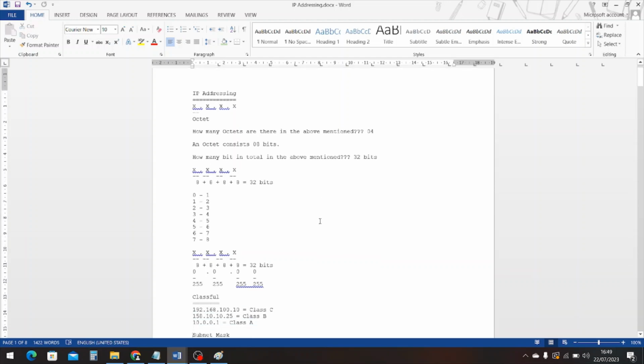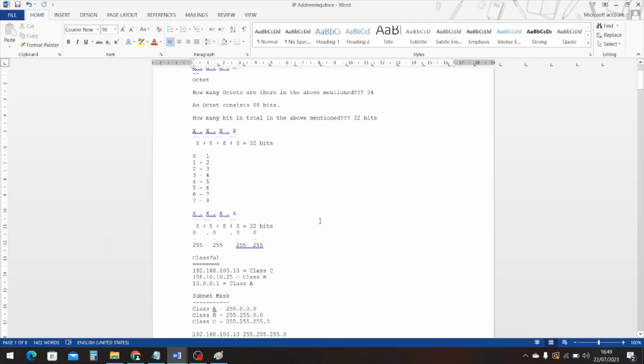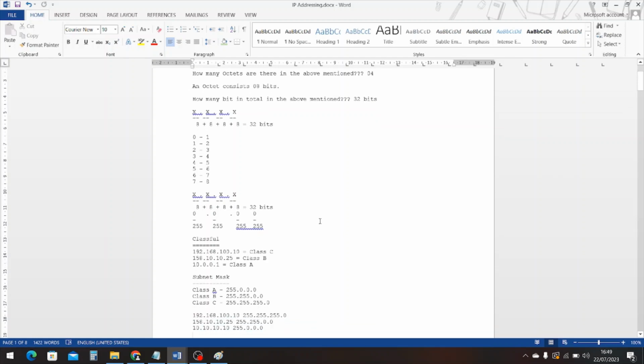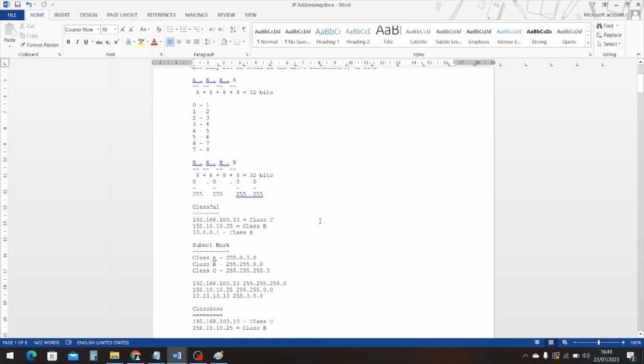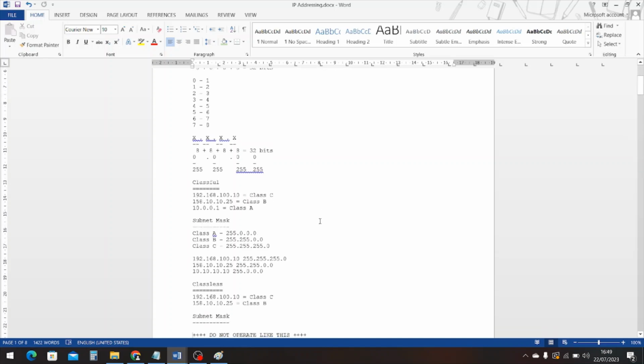So classful is direct. It's not that much of a difficulty. You need to memorize the particular class ranges, and if an IP address falls under a particular range, there's a clear class associated with it. That's not rocket science. But classless IP addresses, which are predominantly being used today, do have a little bit of calculation that you need to do.